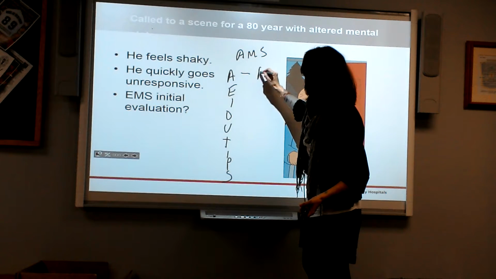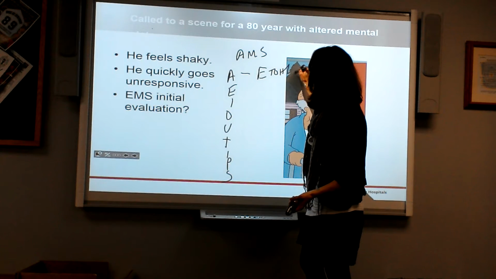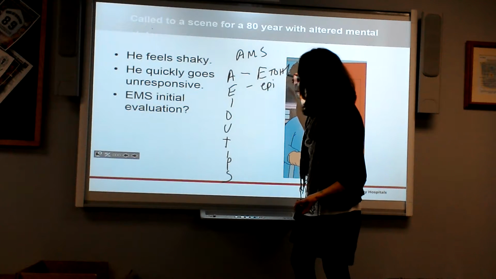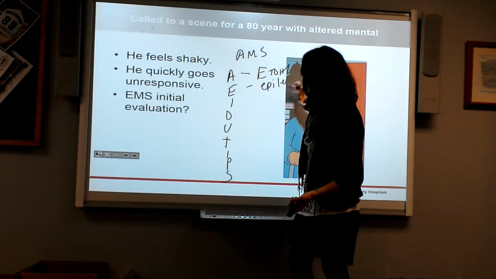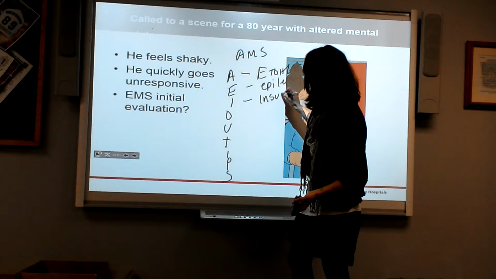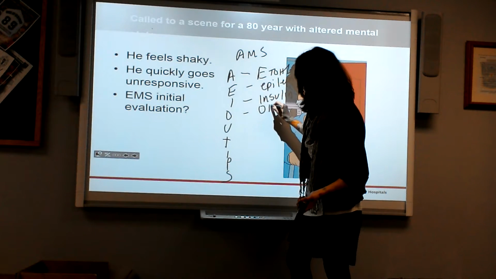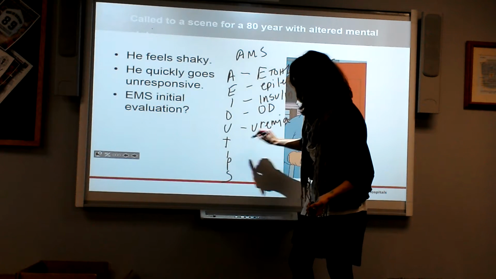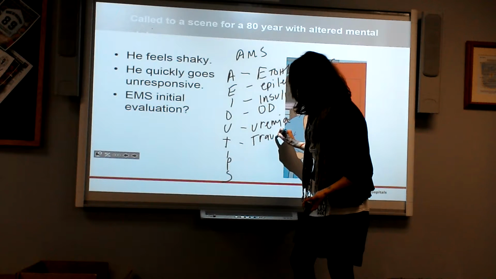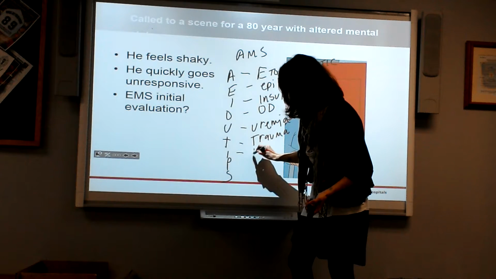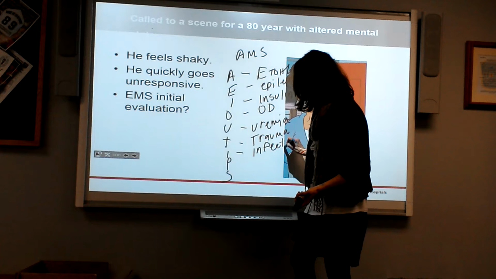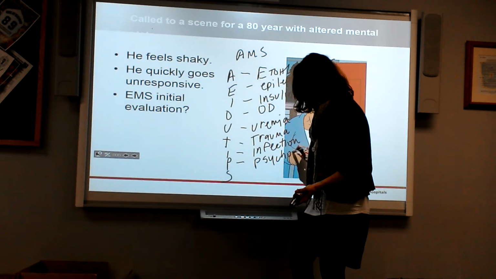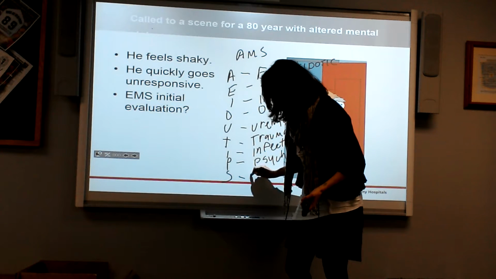So A, it's either alcohol or they're acidotic. E, they have epilepsy and they're postictal. I, insulin, they're diabetic. O is overdose. U, uremic, so they're in kidney failure. T is trauma, so lack of fluid. I, an infection, so they're septic. P is psychosis, so they're kind of cray-cray, and then S, stroke.